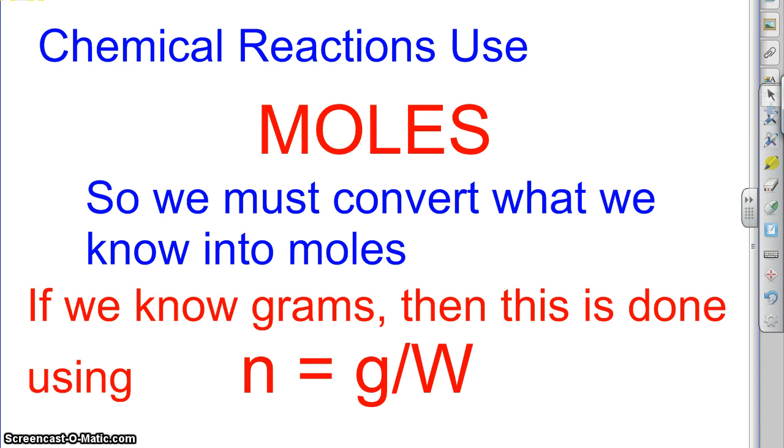And if we know grams, G equals N times W. If we rearrange that to get N by itself, you'll have N equals G over W, where N is moles, G is the mass of the compound or element, and W is the molar mass off the periodic table.